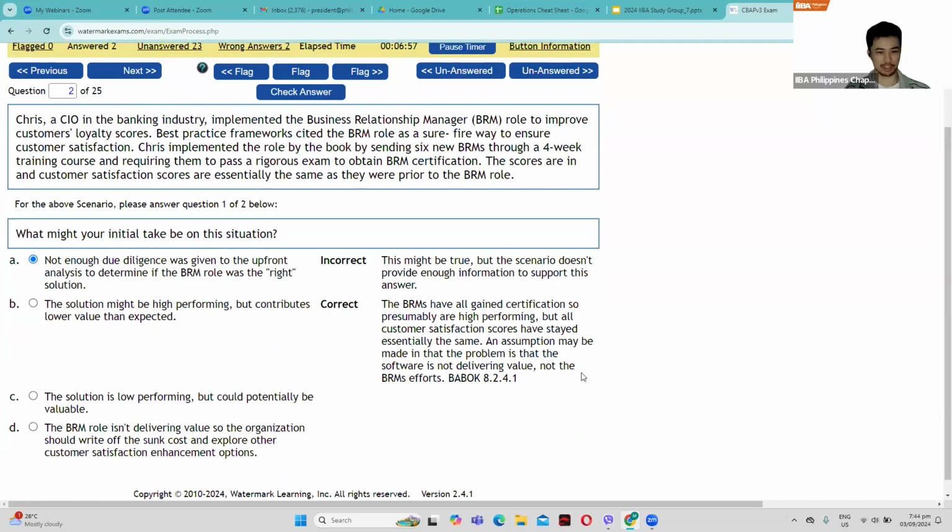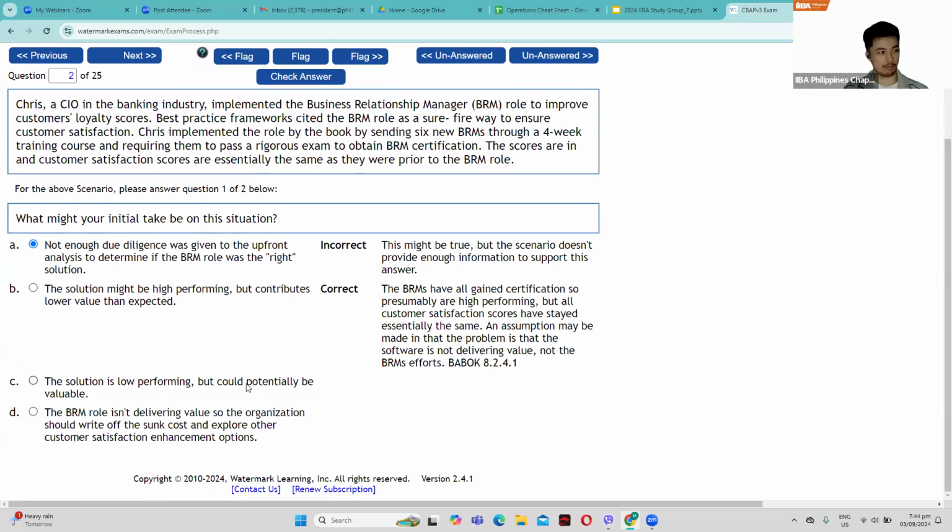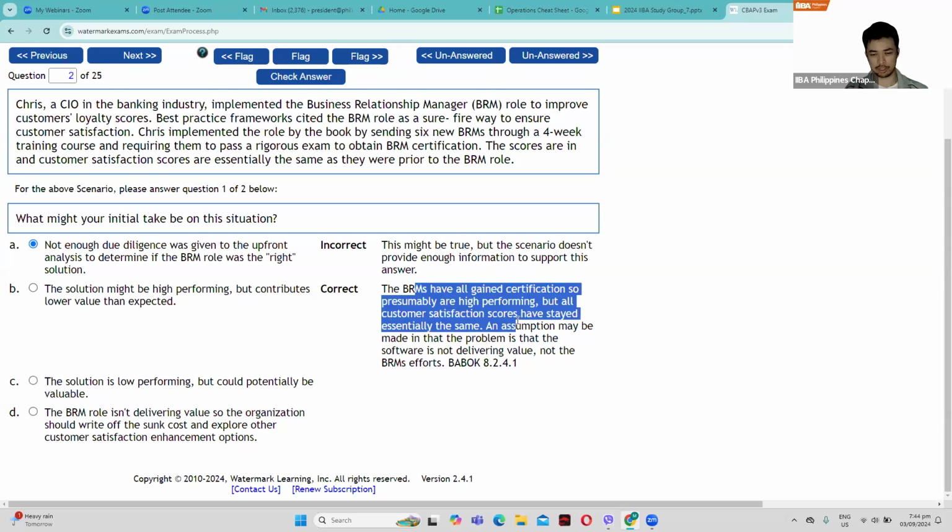But that is incorrect. This might be true, but the scenario doesn't provide enough information to support this answer. So the correct answer is actually B. The solution might be high performing, but contributes lower value than expected. I was torn between B and C. So the BRMs have all gained certifications, so presumably they are high performing. Okay, so that's the difference. But all customer satisfaction scores have stayed essentially the same.